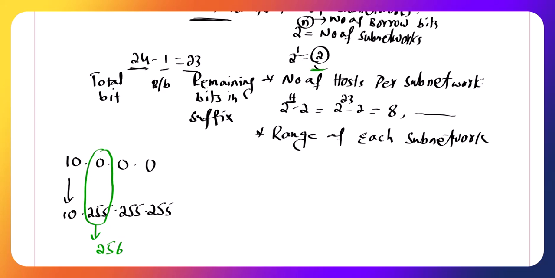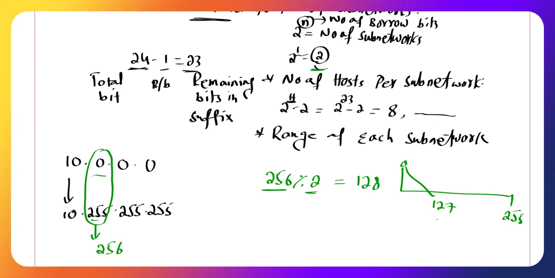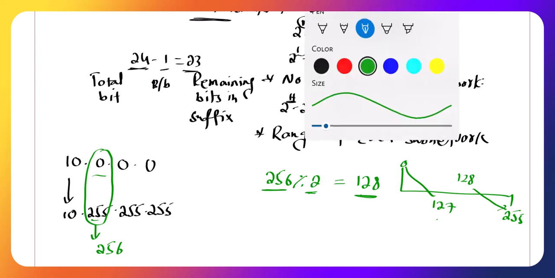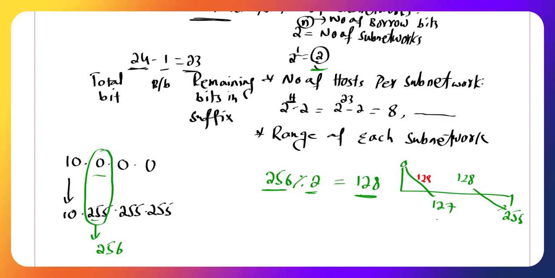So what is the number of subnetworks? 2. So in order to find the ranges, the simplest formula is 256 divided by 2. This is the total range of the second octet, and this is the number of subnetworks, which is equal to 128. So what does 128 mean? From 0 to 255, from 0 up to 127 is 128, and from 128 to 255 is also 128. It's the same range.